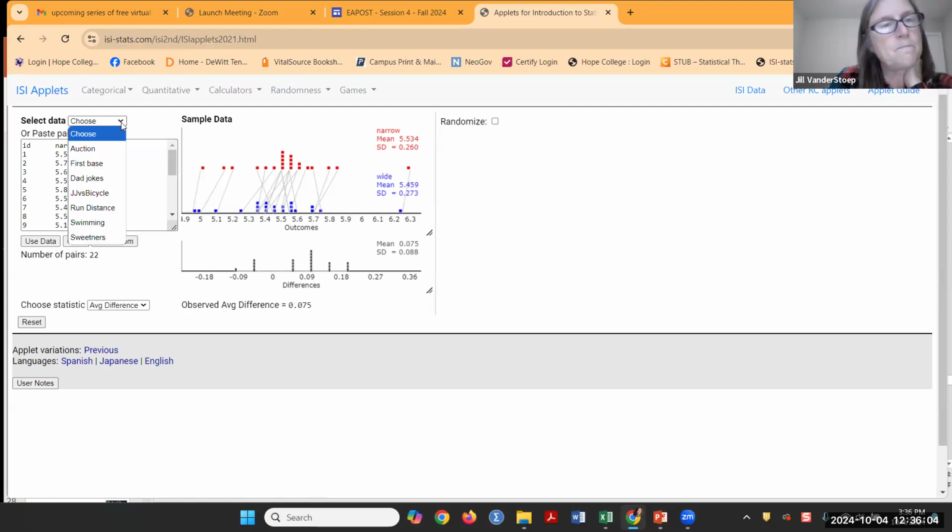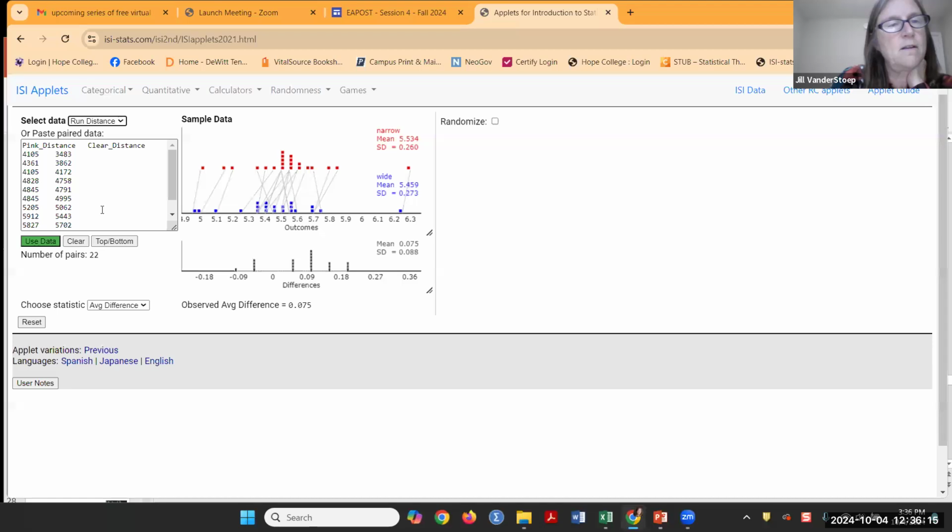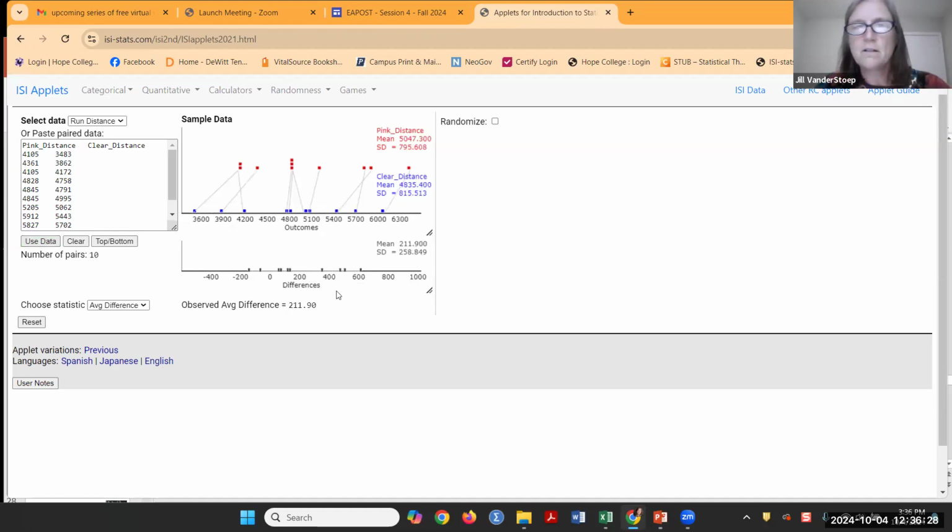But if you go up under the drop-down menu for select data, you can drop down to run distance. And that puts those distances that were run with the pink rinse solution and the clear rinse solution in there. But to actually get them displayed on the graph, you have to click Use Data. So how are we doing? Did everybody find the applet and get the run distance data and get that in? Okay.